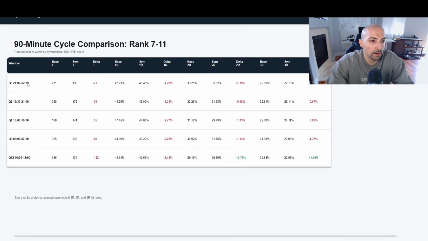Okay, here's more of the 90-minute quarters. And so basically they're in order, they get worse. So it takes the average symmetrical 1R, 2R, and 3R. That's how it's ranking it. So here's the results for these quarters. Okay, and then the last 5 quarters the symmetrical component really didn't do anything good here.